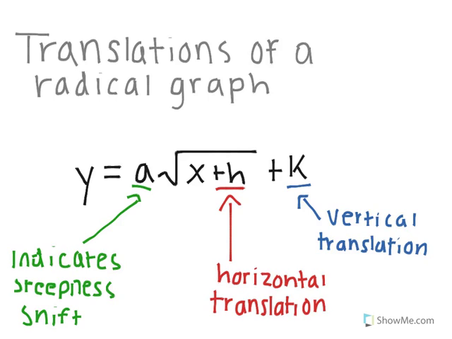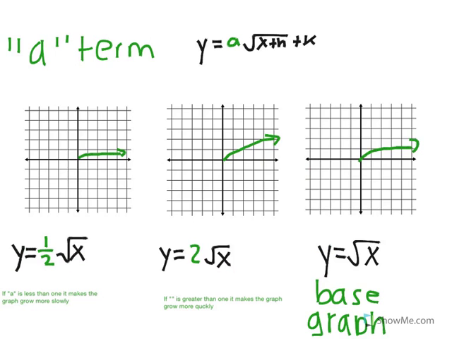Okay, translations of a radical graph. There's 3 translations that can occur on a radical graph. You can either have a steepness shift, which is indicated by the term in front of the radical, and that in this equation is A. A horizontal translation, which is represented by something that is underneath the radical. So anything added to the x underneath the radical is a horizontal translation. Anything added not directly to the x, but outside the radical, will be a vertical translation. So let's see how this works.